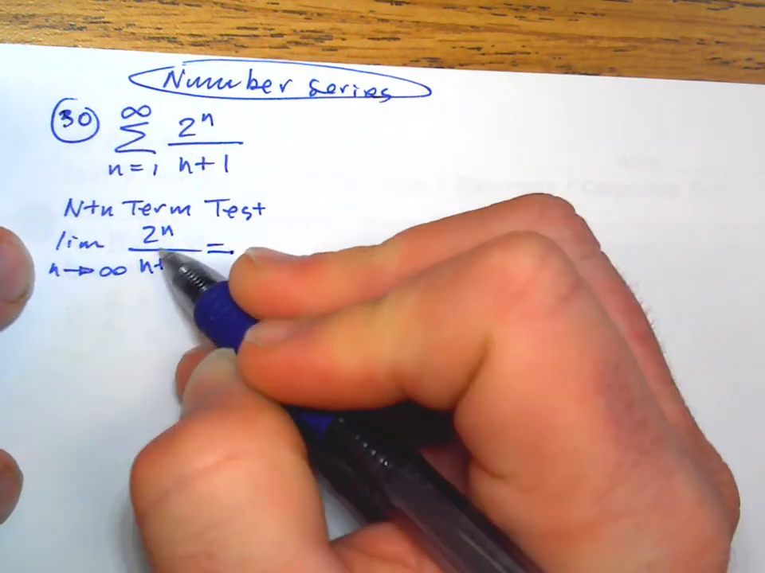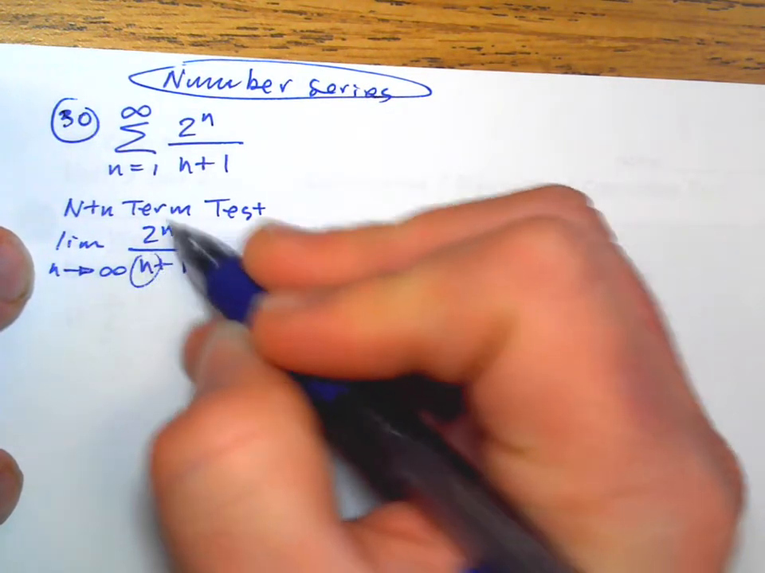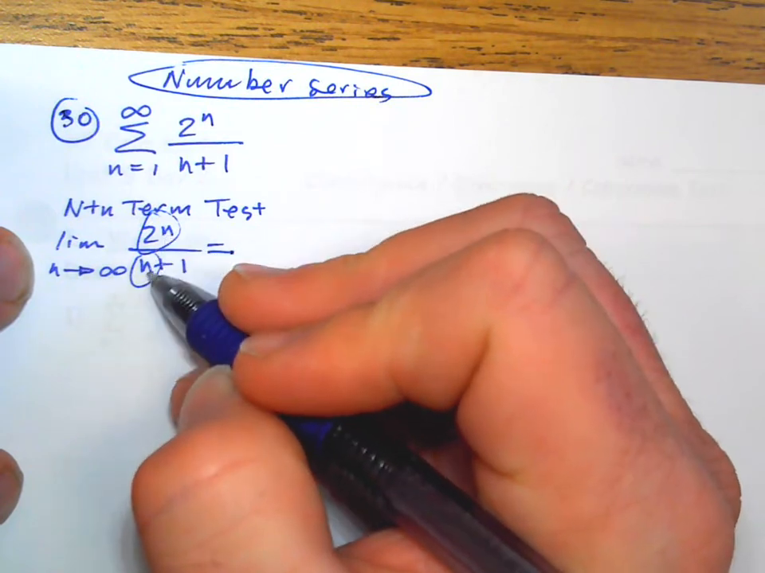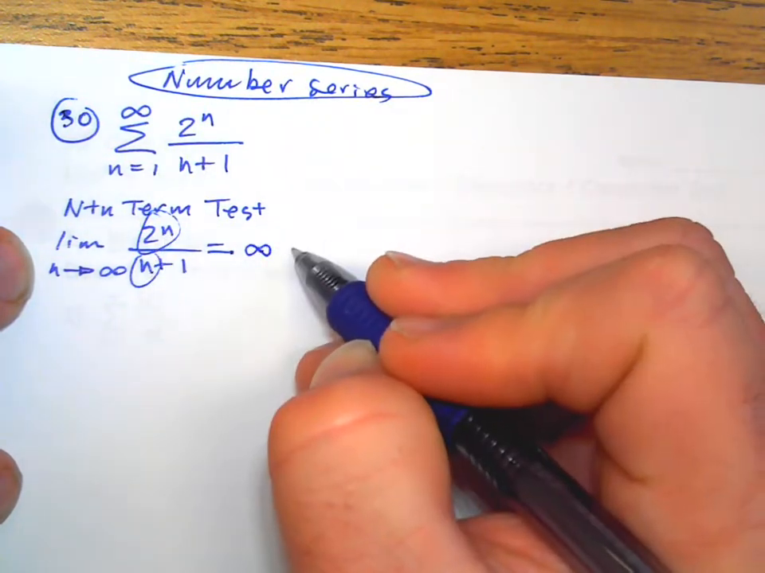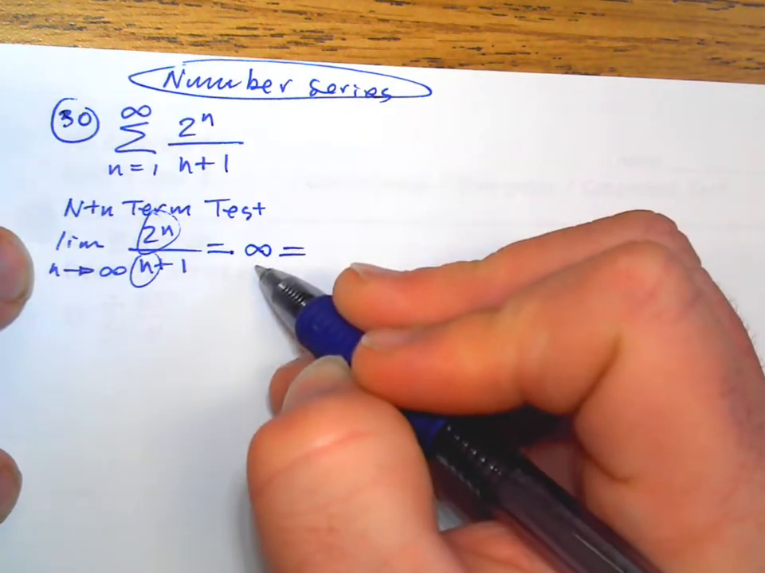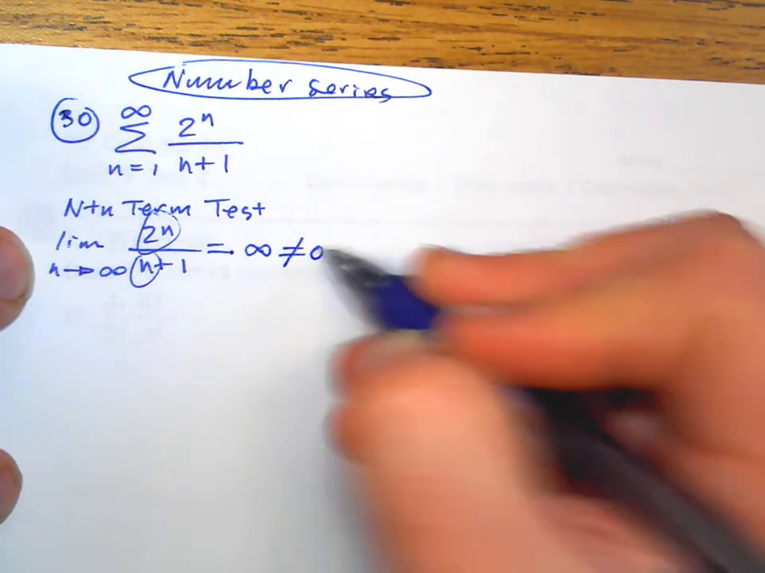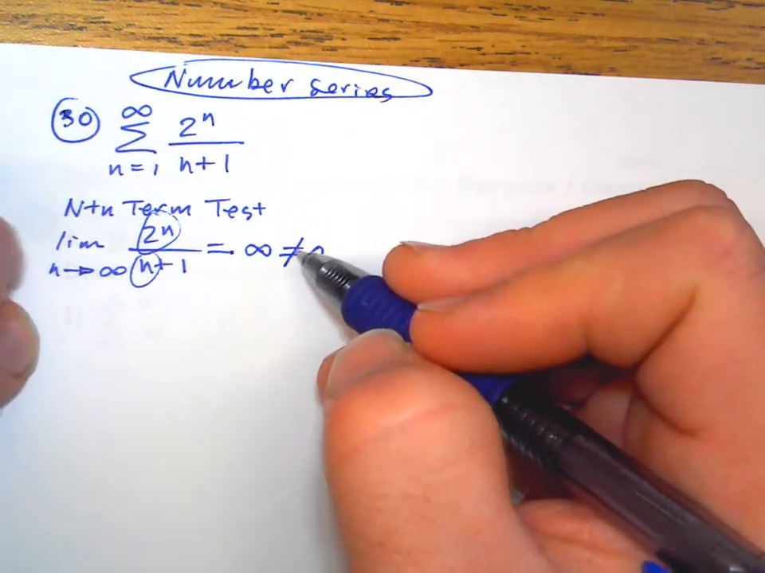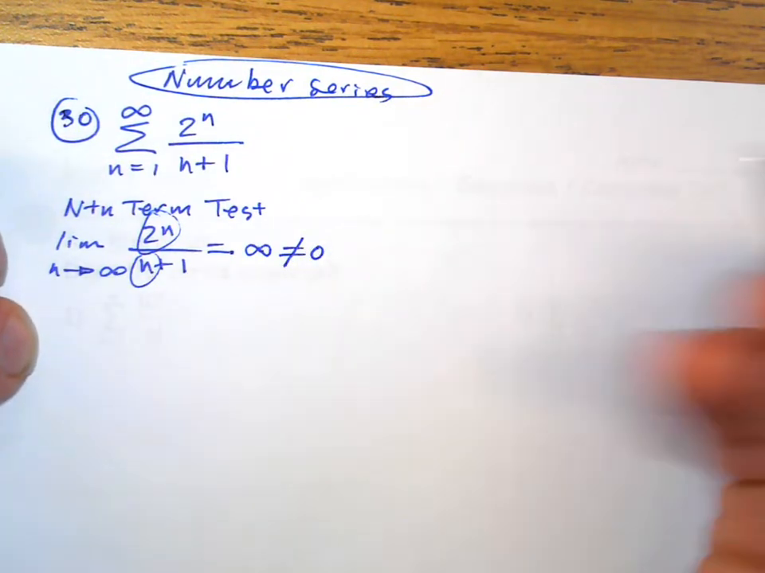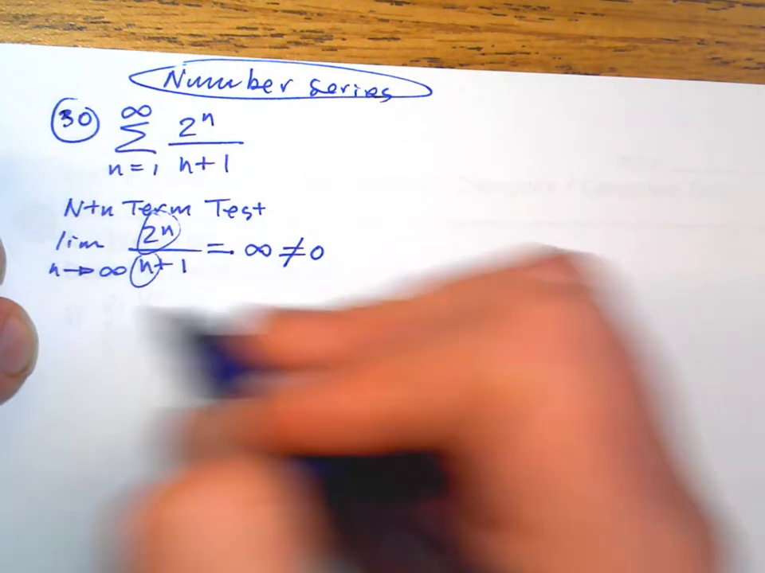And if you do that, these are the dominant terms, and this exponential is going to beat this linear, and it's going to go to infinity, which isn't the thing that needs to happen to diverge. It needs to not go to 0. So I want you to say not equals 0 still, right? And so based off that, it diverges.